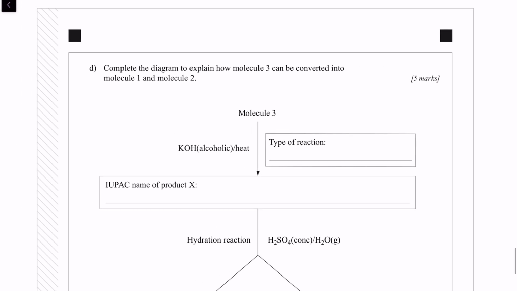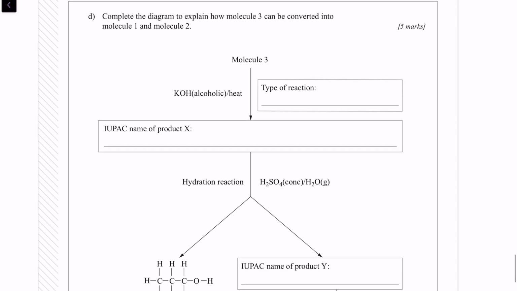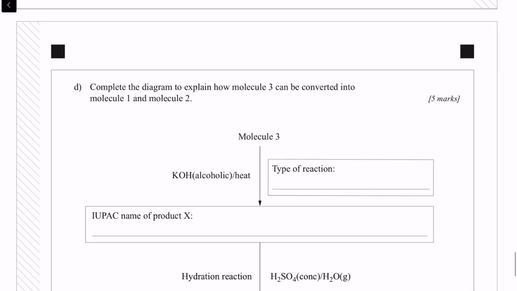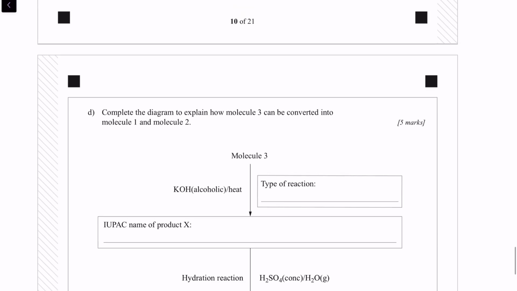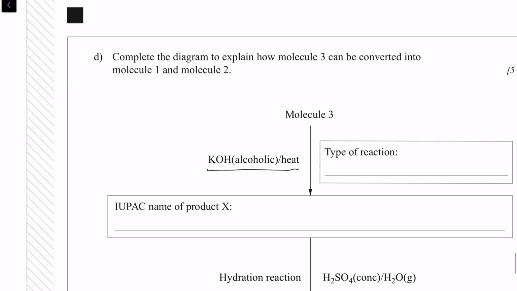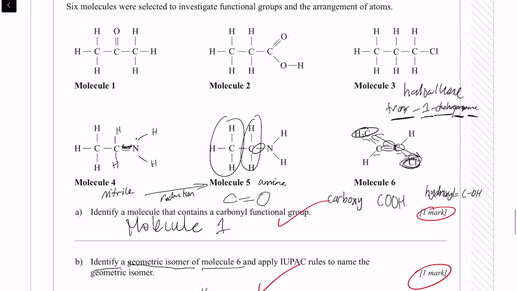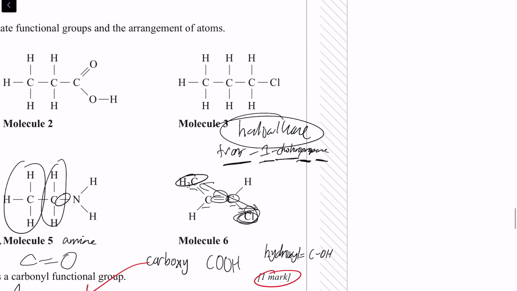So part D now is basically just filling in the blanks for this reaction pathway diagram. So completing the diagram to explain how molecule 3 can be converted into molecule 1 and 2. Okay, so firstly, we look at the reagents or catalysts here, and that's KOH, which is alcoholic, and also heat. Okay, and we need to know what molecule 3 is. Molecule 3 is a haloalkane.